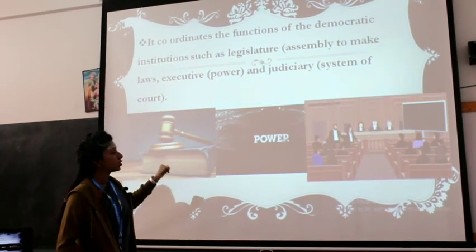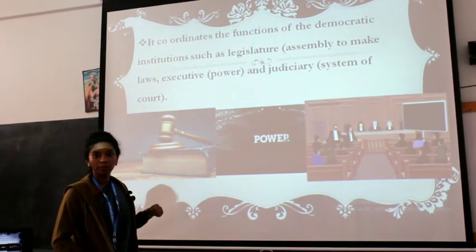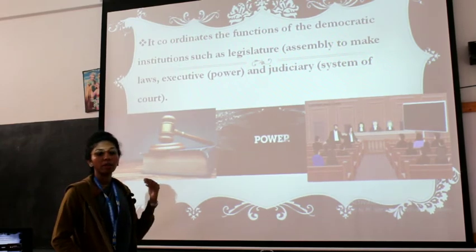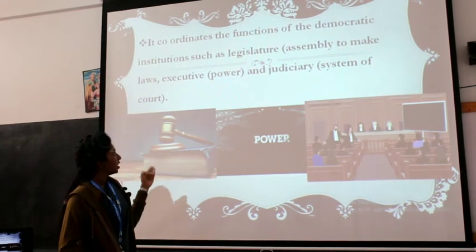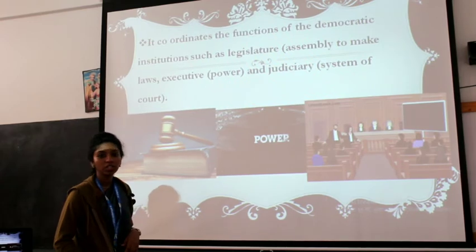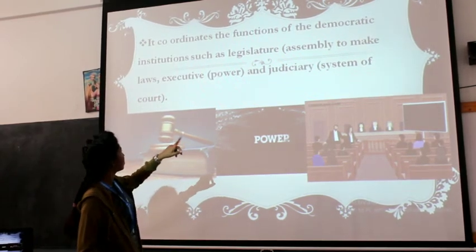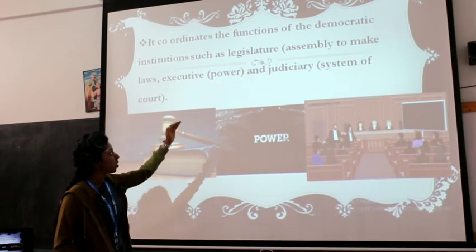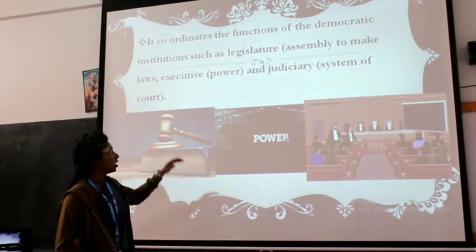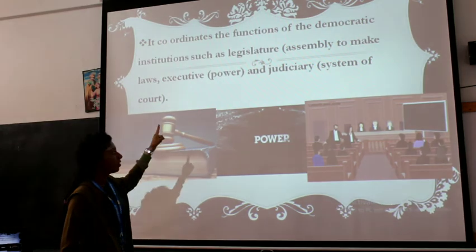Next is the executive. Executive is nothing but power, like your ministers, like the members of parliament and so on. Next is the judiciary. Judiciary is nothing but the court. Here the judiciary is the system of the courts. Here it coordinates all these three to function together, that is the legislature, executive and the judiciary.